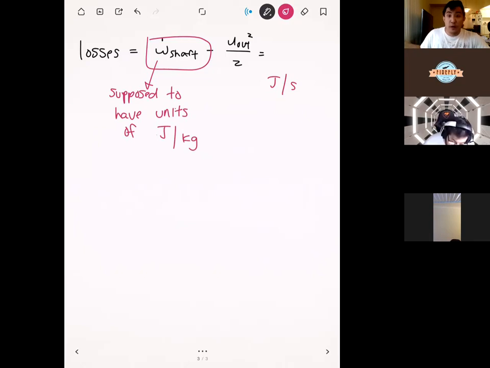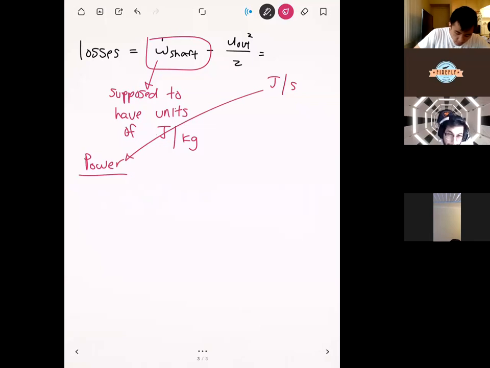If you remember from our extended Bernoulli, we had the strange units for this W dot shaft, and it had to be in joules per kilogram. The way that we obtain W dot shaft in joules per kilogram is that we take our power, which is given in units of joules per second, and we divide it by m dot, our mass flow rate.